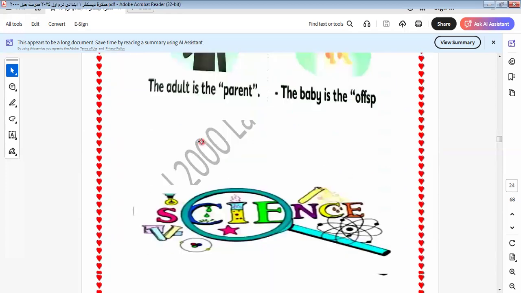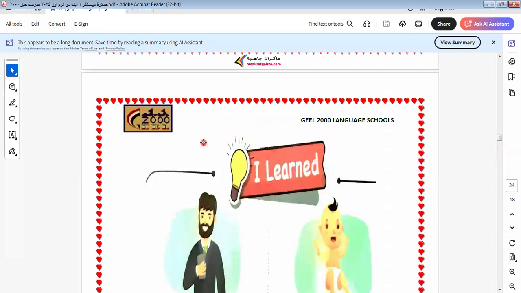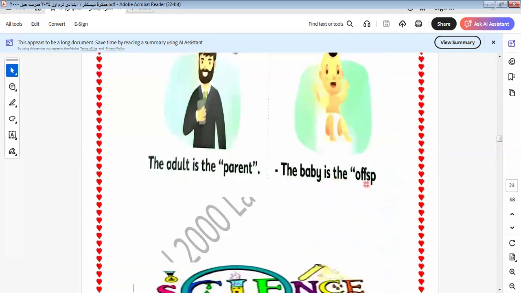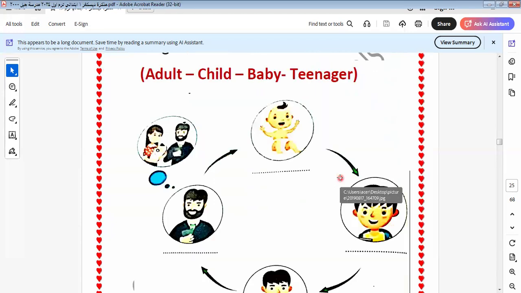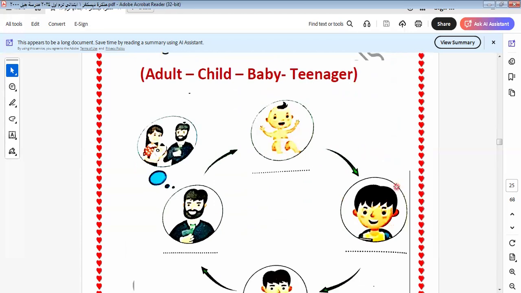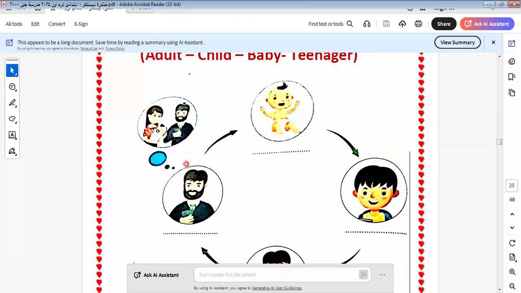Here in this part, we learn that the adult is the parent and the baby is the offspring. Offspring means the one who is young, the younger or the youngest one. Here we say baby. I write baby here, then child, then teenager, and adult.